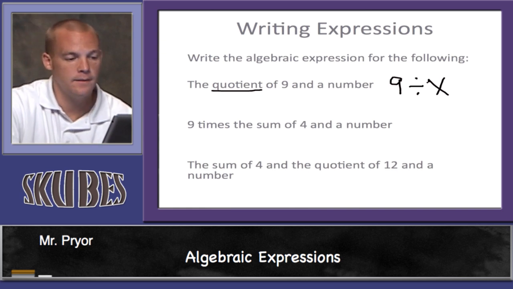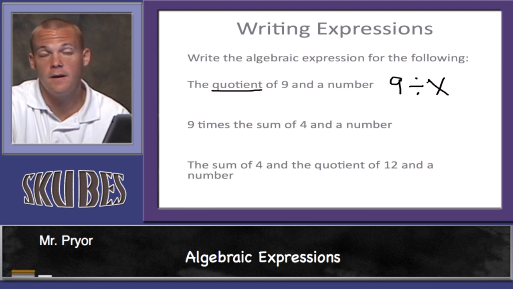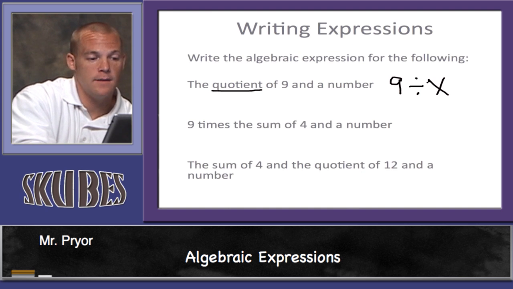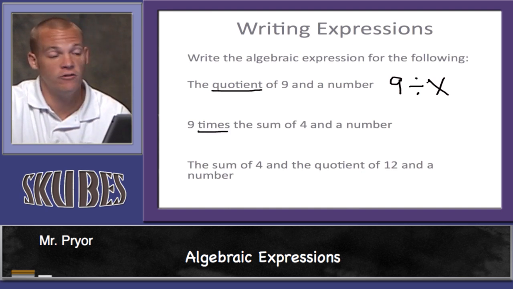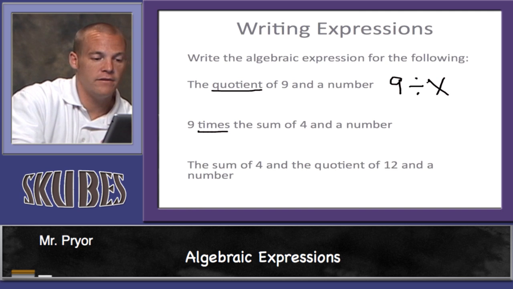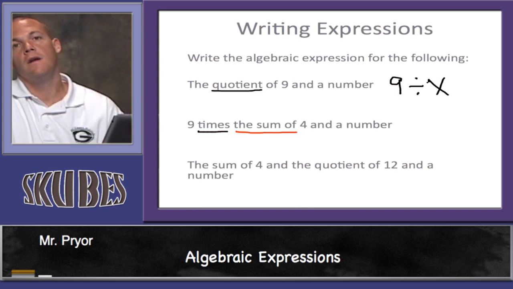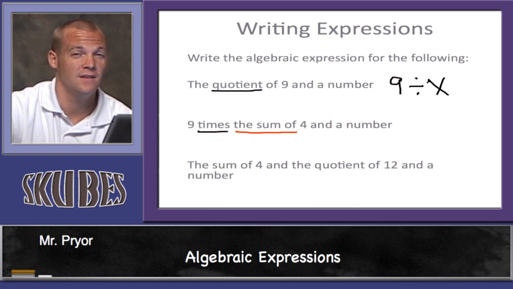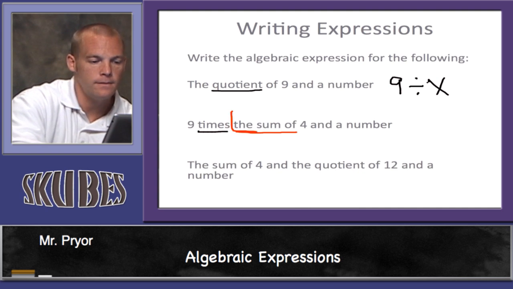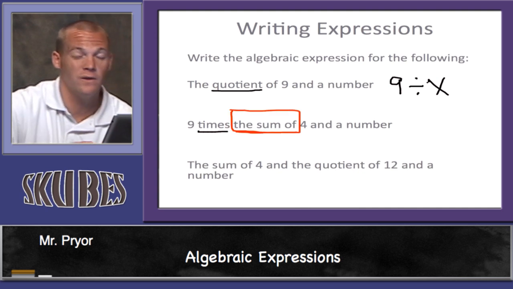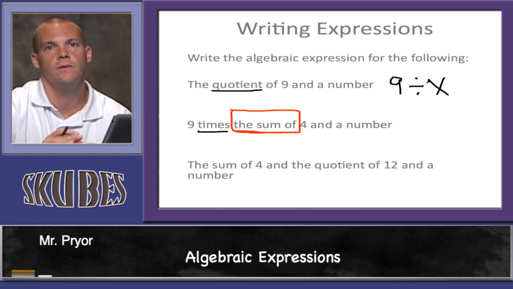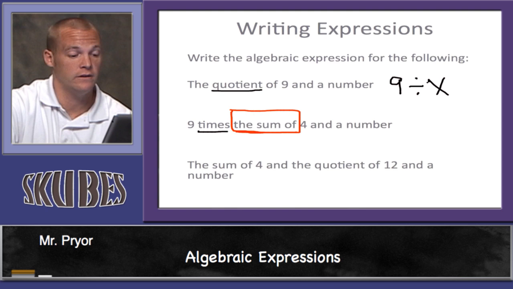All right, the next one, 9 times the sum of 4 and a number. So again, we have actually a couple things to look at here. We have times, which we should remember is always multiplication. And then we also have this phrase, the sum of, okay? That can get a little tricky. The last group of phrases, or the last two phrases I showed you, meant parentheses. There's one of them right here, the sum of. The other one was the difference of. When you see that, that means you need to include parentheses within your actual expression.